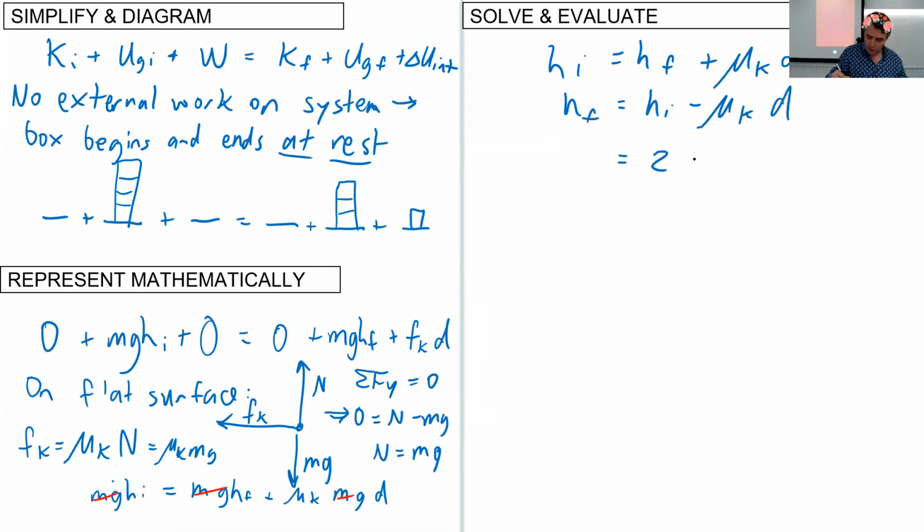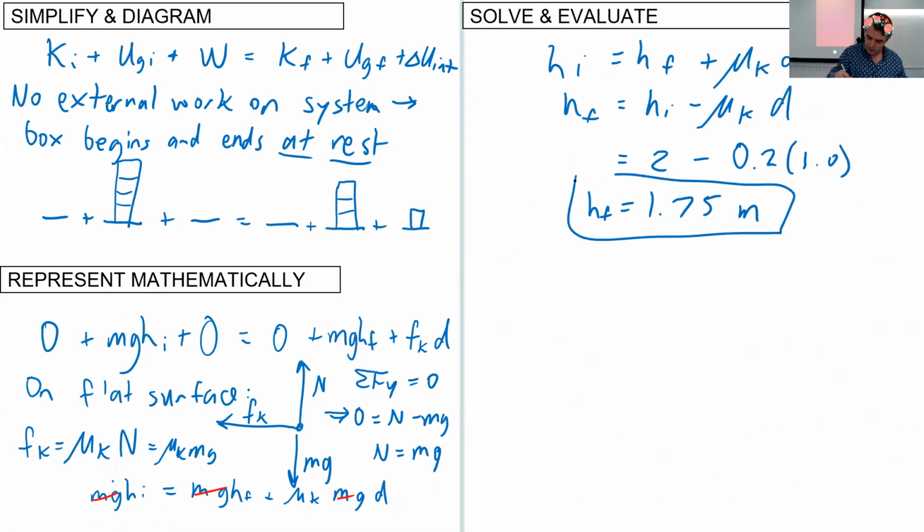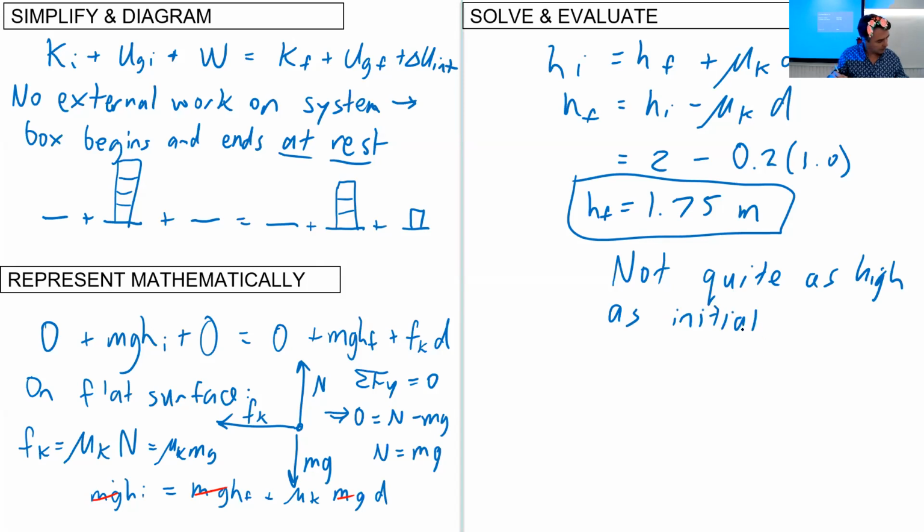So it's just equal to 2 minus 0.25 times 1.0. H final equals 1.75 meters. That's to 3 sig figs. And so it's not quite as high as initial, because some energy was lost to heat.